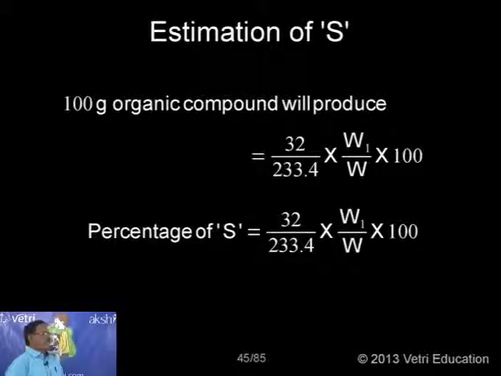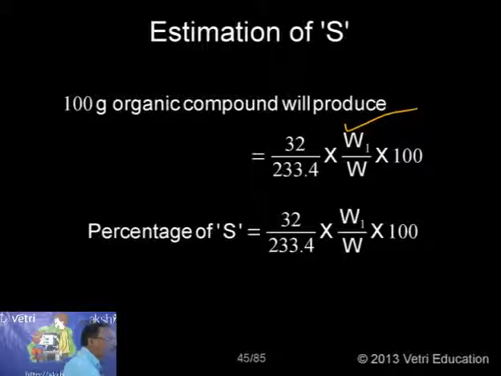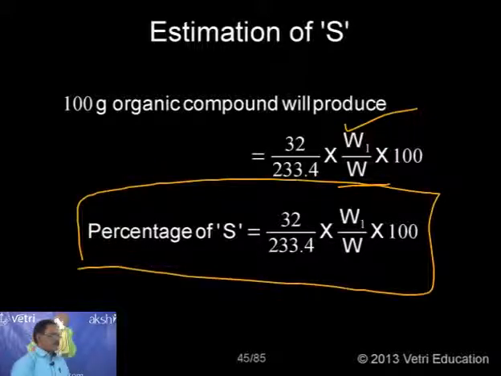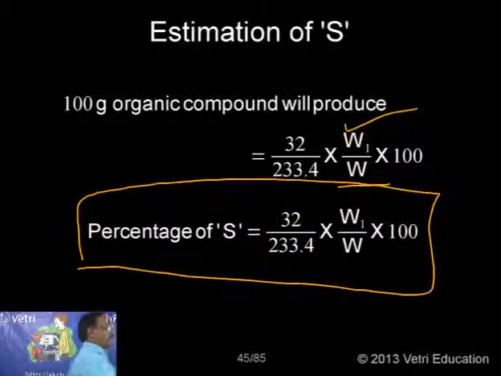So 100 grams of organic compound will produce 32 divided by 233.4 into W1 by W into 100, where W1 is the amount of barium sulfate precipitated and W is the amount of organic compound used. So that will give the percentage of sulfur: percentage of sulfur is equal to 32 divided by 233.4 into W1 by W into 100. So this is the way we can estimate the percentage of sulfur. I hope you have enjoyed the lecture.